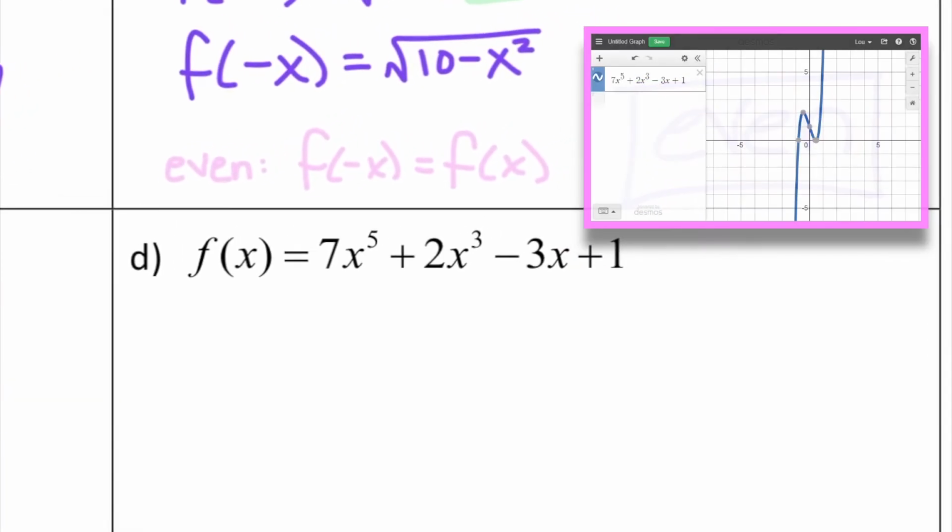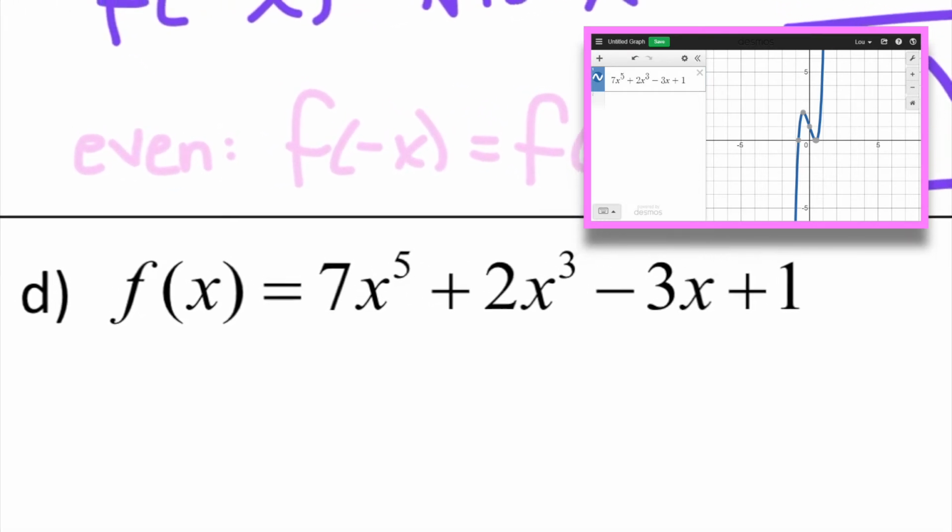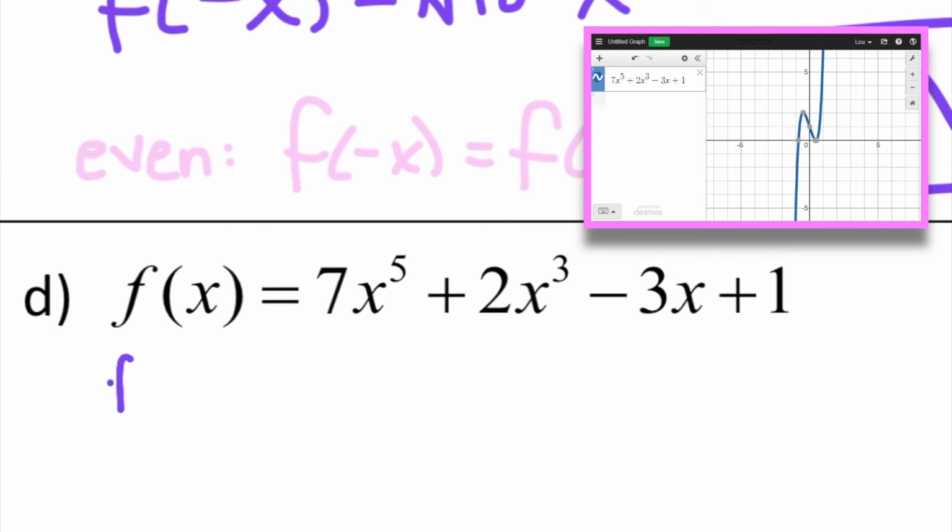Now when I graph letter D, it looks to me like it's neither. It looks like it might have some kind of symmetry, but definitely not about the origin or across the y-axis. So I am going to substitute my negative x here.